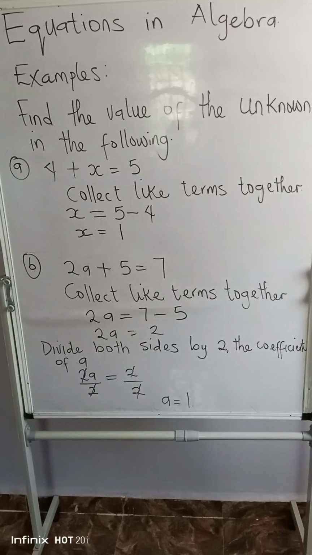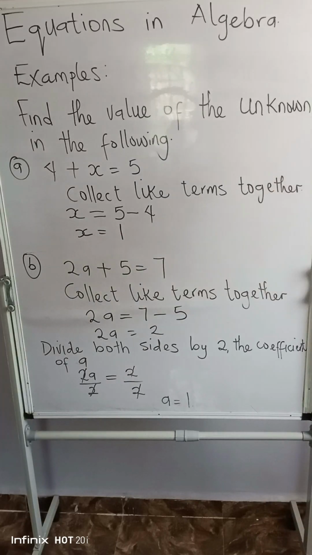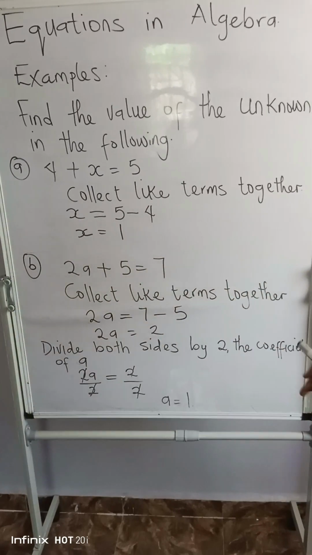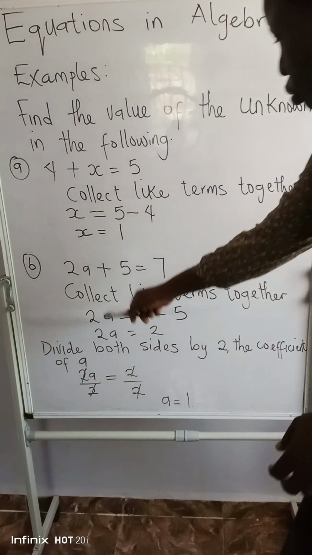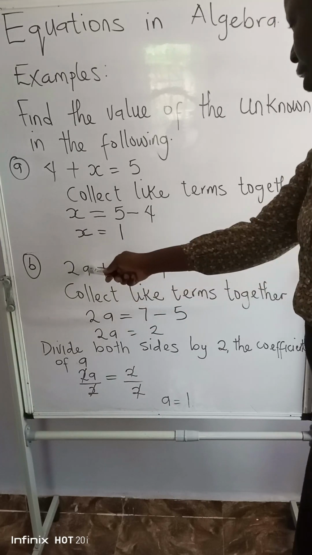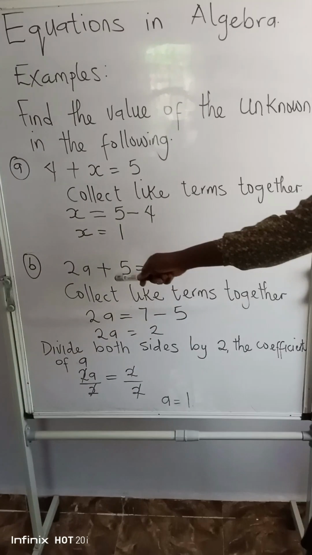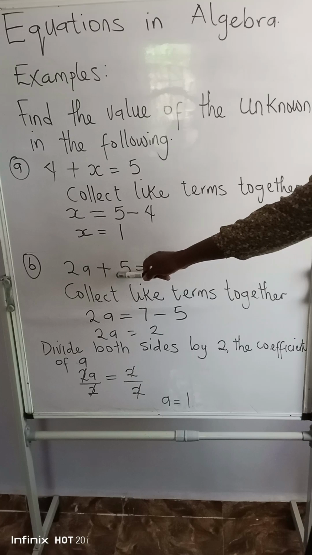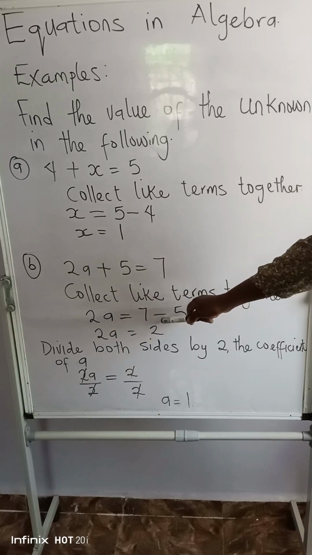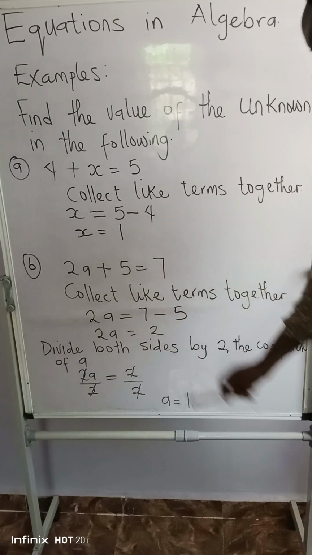This is another algebraic equation that involves the use of letters and numbers. Okay, so just like the previous example, we'll need to collect like terms together. And you see, this 2a will stand on its own because no other number is carrying a letter. So it stands on its own, and 7 will remain on the right hand side. So taking plus 5 to cross the equality sign, it changes to what? To minus. That's why we have minus 5 here. And then we still have our 2a. 7 minus 5 will give us 2.